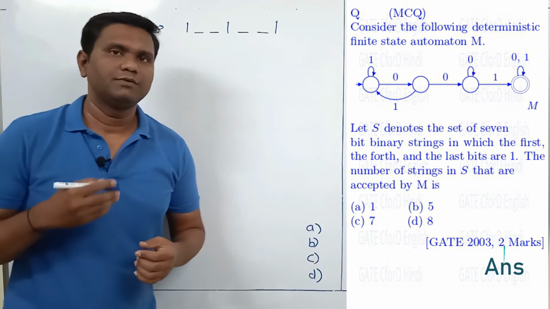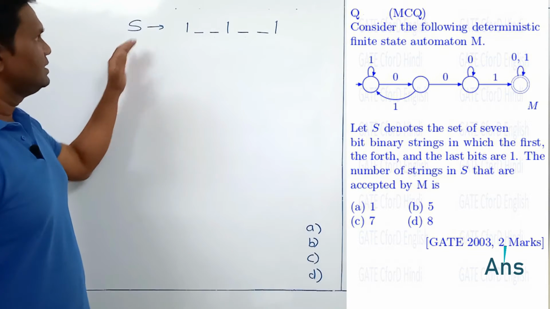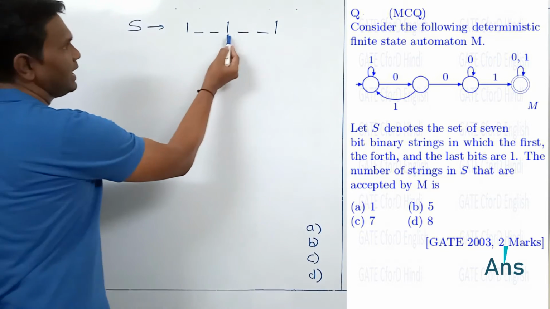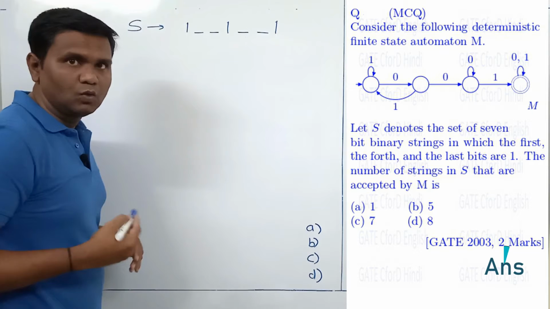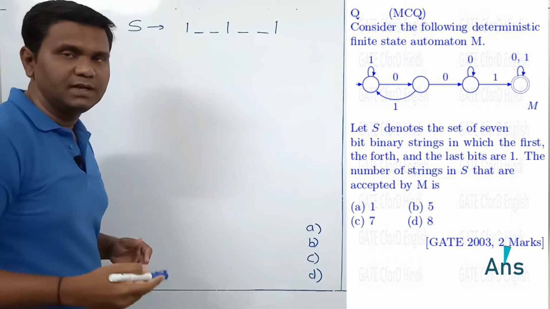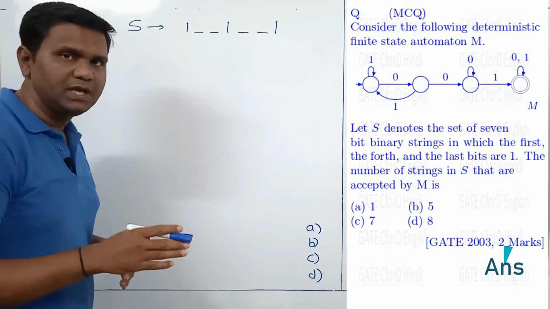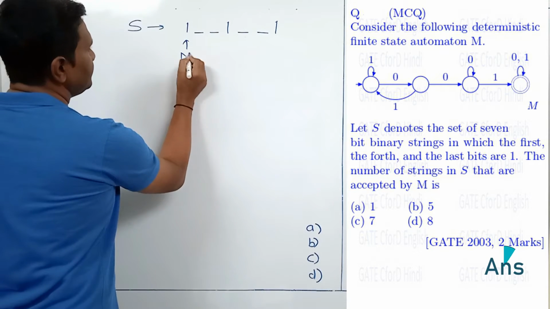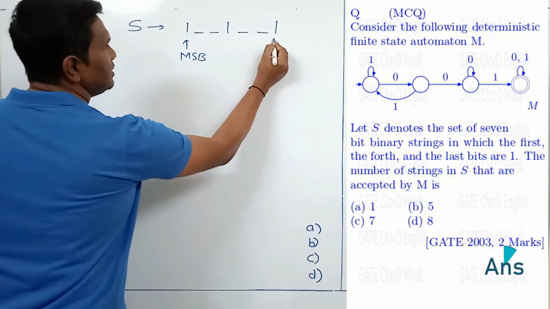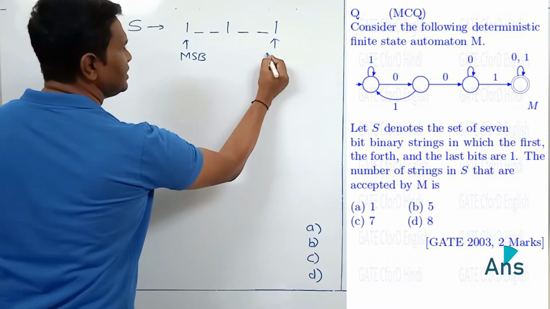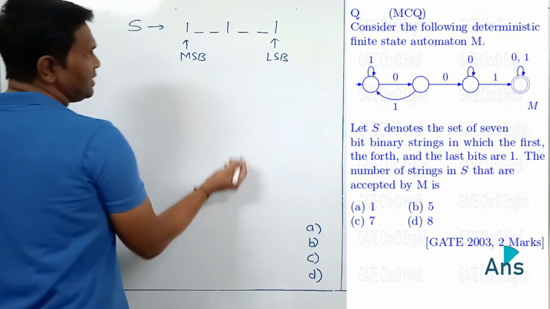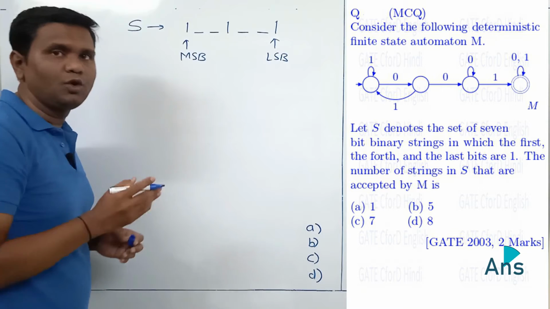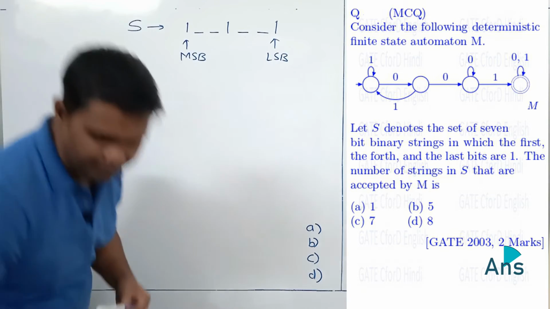Now according to the given question, the format of set S is that the first, fourth and seventh bit is 1. When they say first bit, it may correspond to the MSB, or it may correspond to the LSB. This may be the first bit which is the MSB, this may be the first bit which is the LSB. But since the format is symmetric, we don't have to worry about this part.